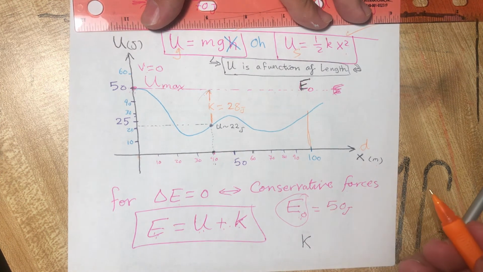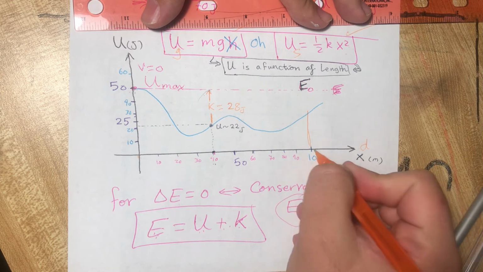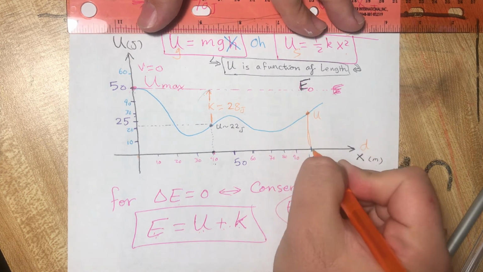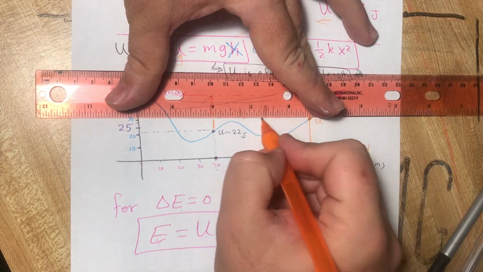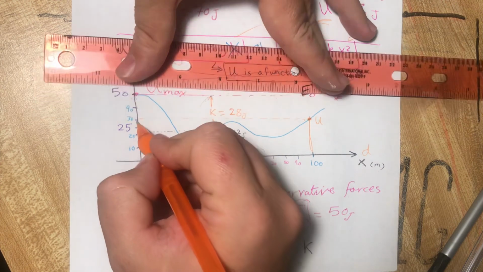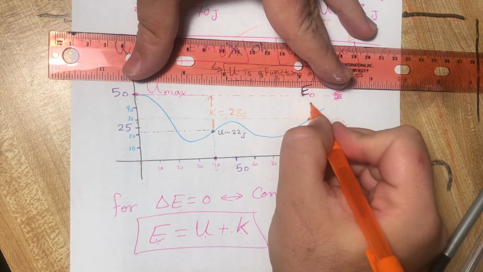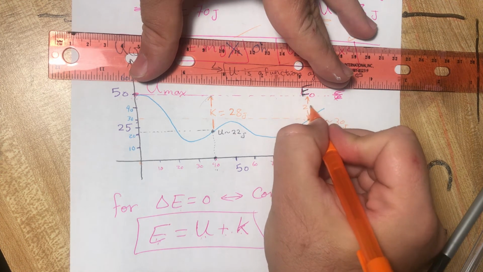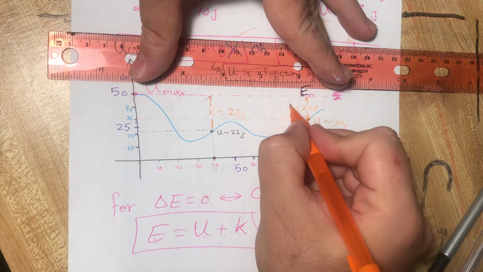It is easy. What is the kinetic energy at point x equal 100? I need to find the potential energy at this point. The potential energy will reflect 30. U is equal to 30 joules. Then the kinetic energy will be the rest, which is 20 joules as kinetic energy.